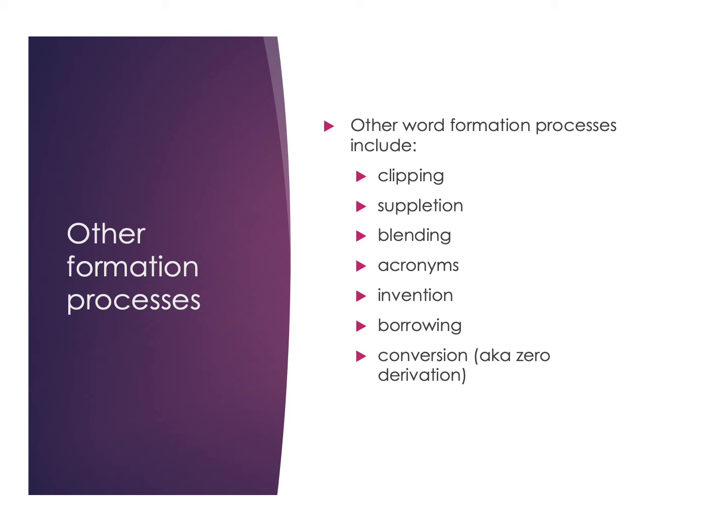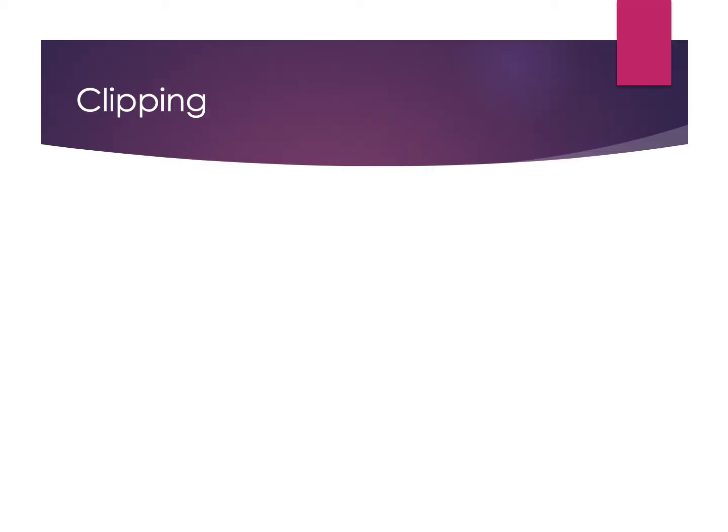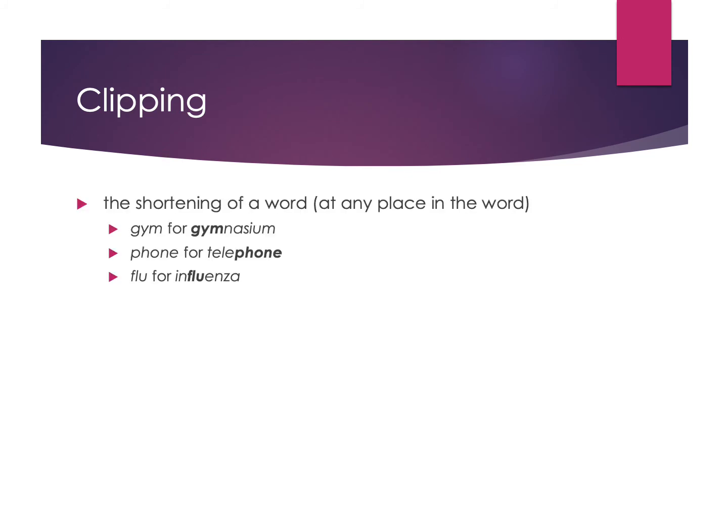So if we start with clipping, this is where a lot of our slang comes from. So when we're clipping, we're just shortening the word, and this can happen at any place in the word. So we get gym for gymnasium, phone from telephone, flu from influenza. So it doesn't have to be a certain part of the word. We can take it from the beginning, we can take it from the end, we can take it from the middle of a word when we're clipping something out.